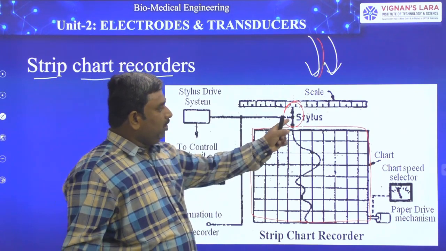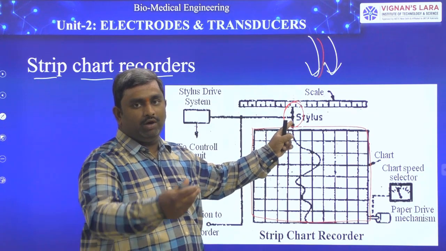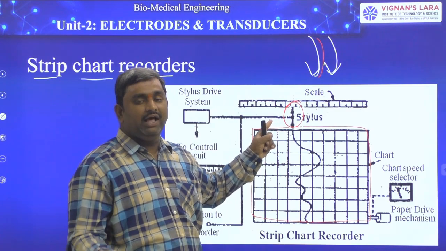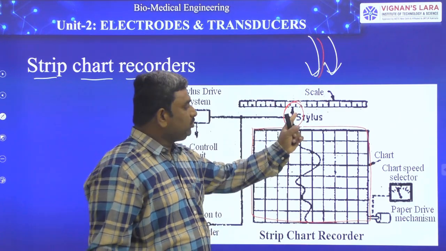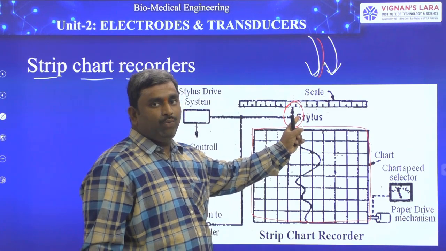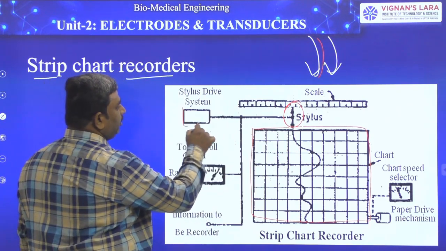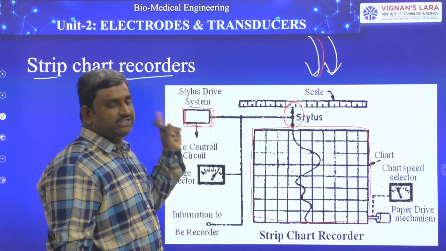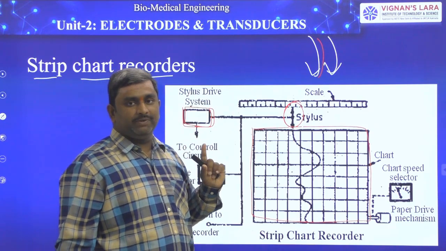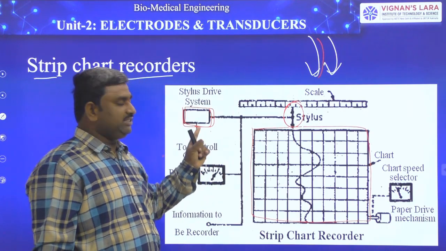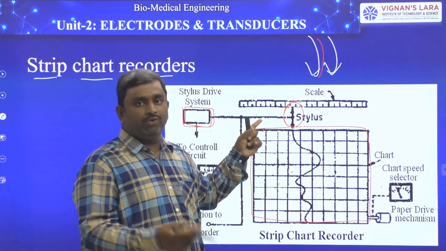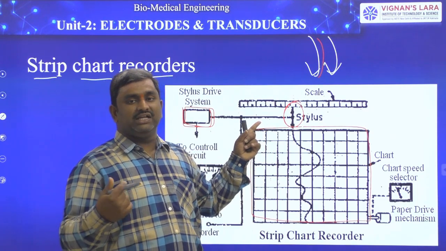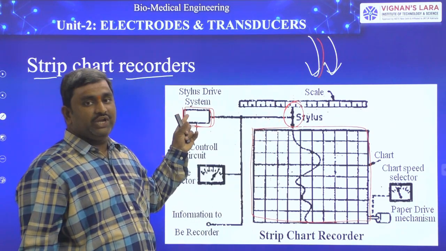So how does the stylus move, how does it take the decision whether to go to the left side or the right side? For taking the decision, we have a separate system, and this is the most important one, called the stylus driving system, that is the pen moving or pen driving system. How the pen has to move, in the forward direction, the left side direction, the right side direction or the backward direction, that information will be guided from this stylus drive system.